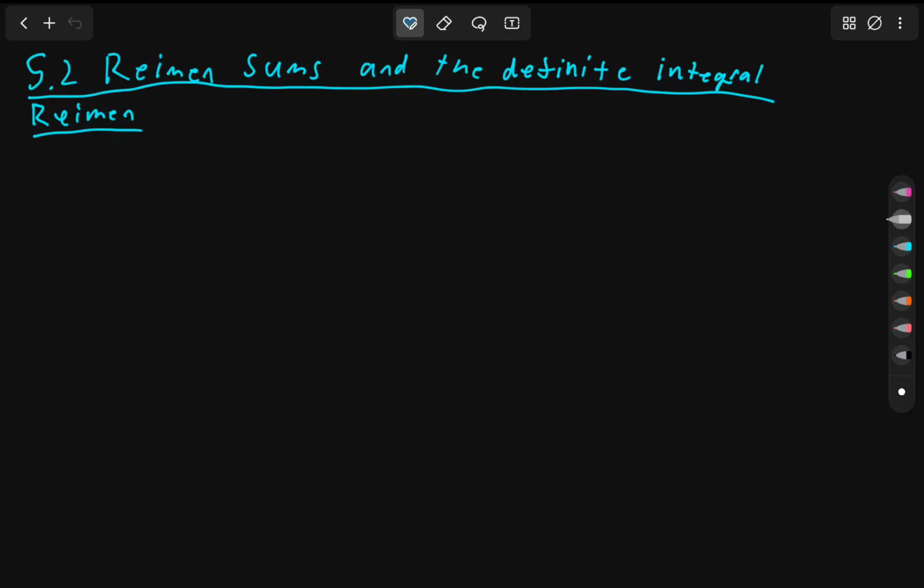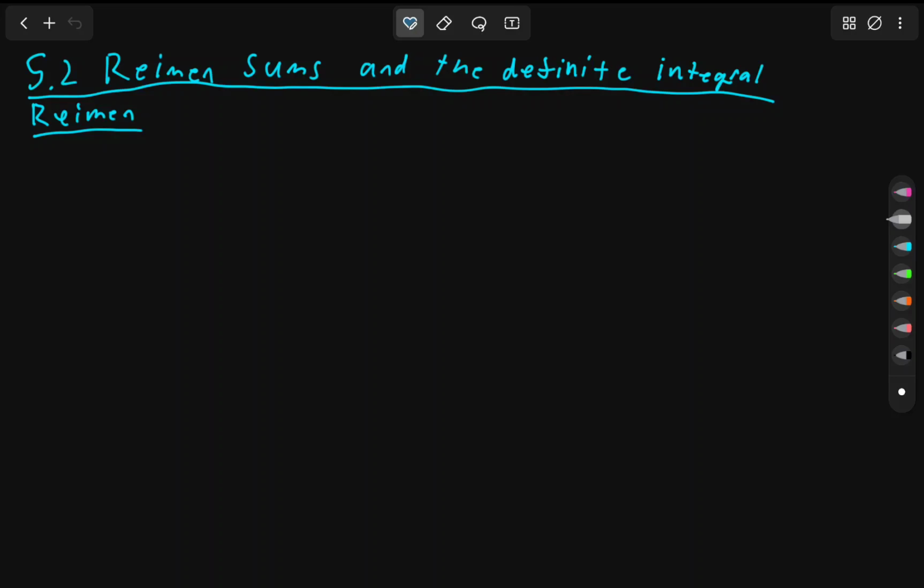so we can get an approximation within an error of our choosing, to really allow us to approximate this area under the curve.